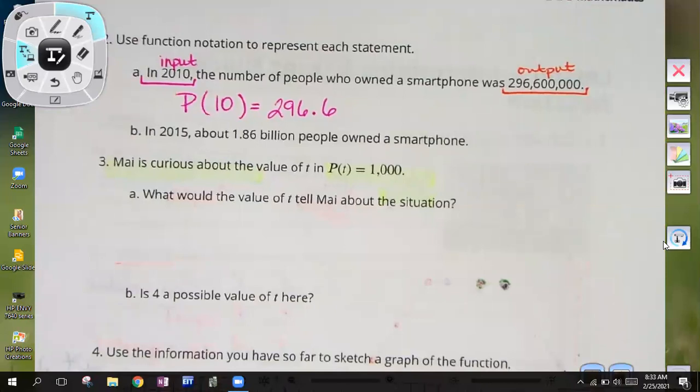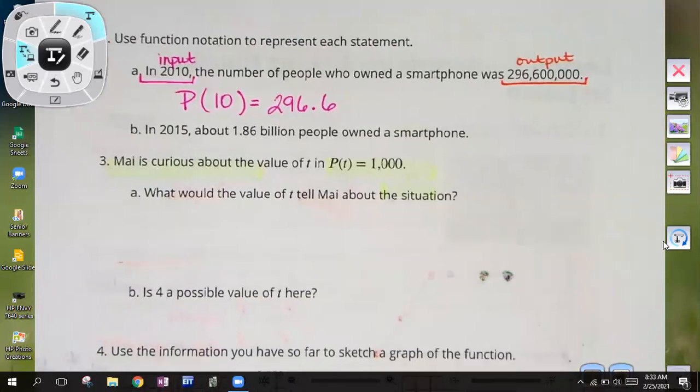Okay, next. We are doing it in function notation again, so we have to start with the name. What's the name of this function? P.